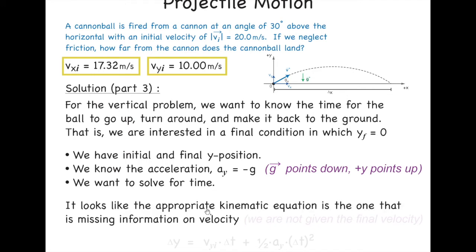So it looks like the appropriate equation that we're going to want to use, the kinematic equation, is the one that's missing information on velocity. Because you see we have initial and final y position. We have initial and final acceleration because the acceleration never changes. And we're trying to solve for time. The one thing that's not mentioned is velocity. Right? We don't have the final velocity. It's not given to us.